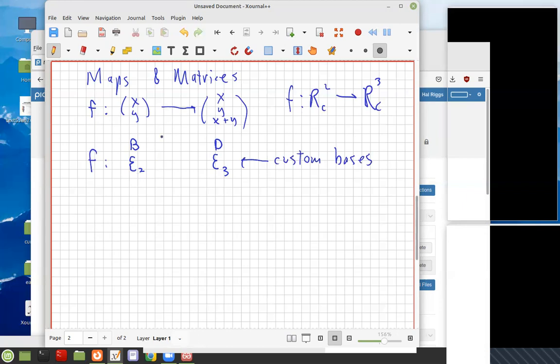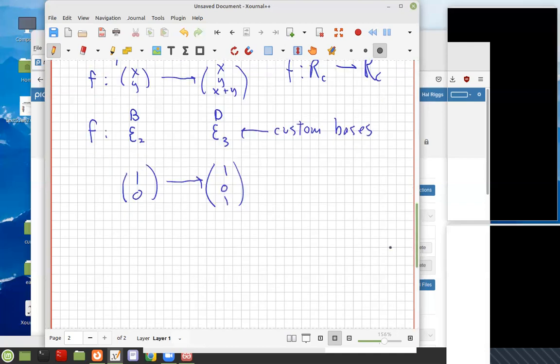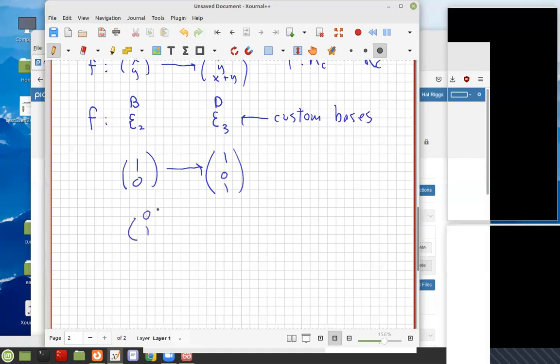So if I'm given this map, what I want to look at is the action of f on the bases, sort of like we just did. What we want to find is, well, what's the image of (1, 0)? That's going to be (1, 0, 1). And the image of (0, 1), the other basis vector, if we're choosing the standard bases here, is going to be (0, 1, 1).